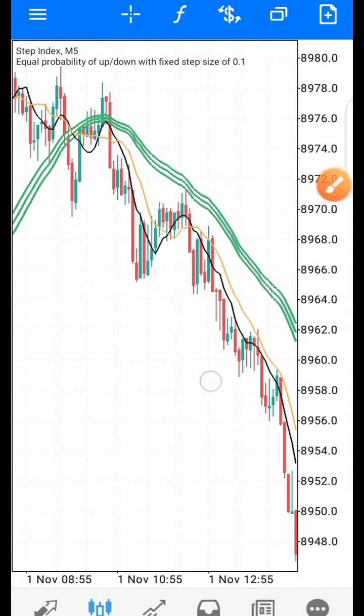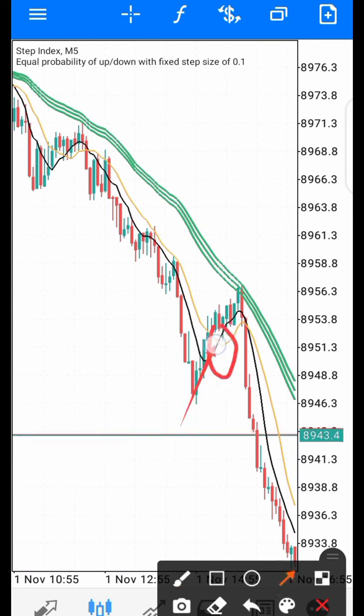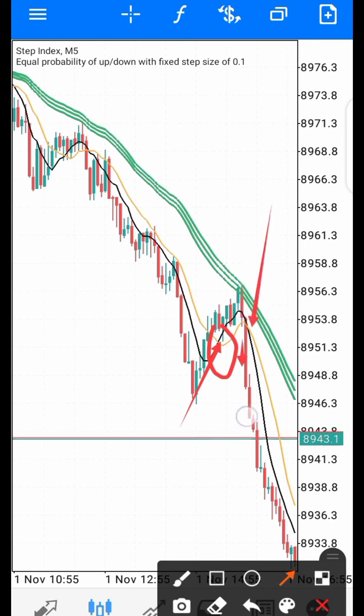You can see here, another entry here. The first and the slow, which is the 7 and the 12 moving average, cross here, then they cross back here and the trend continues. You can see.